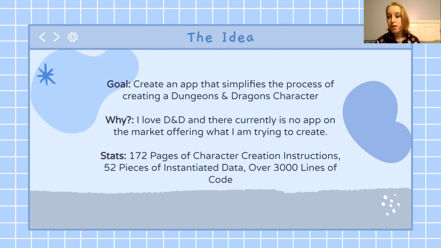When you're creating a character in D&D, you need to use this book, the Player's Handbook, and 172 pages of it are what you need to read to successfully understand your options and create a character in D&D. That's kind of a lot to ask of somebody who's trying to just experiment and learn a new game. So I thought it would be really easy to create an application that allowed the facilitation of this process to be much simpler and easier. Some fun statistics about my project was that I had over 52 pieces of instantiated data and over 3,000 lines of code by the end of my project.